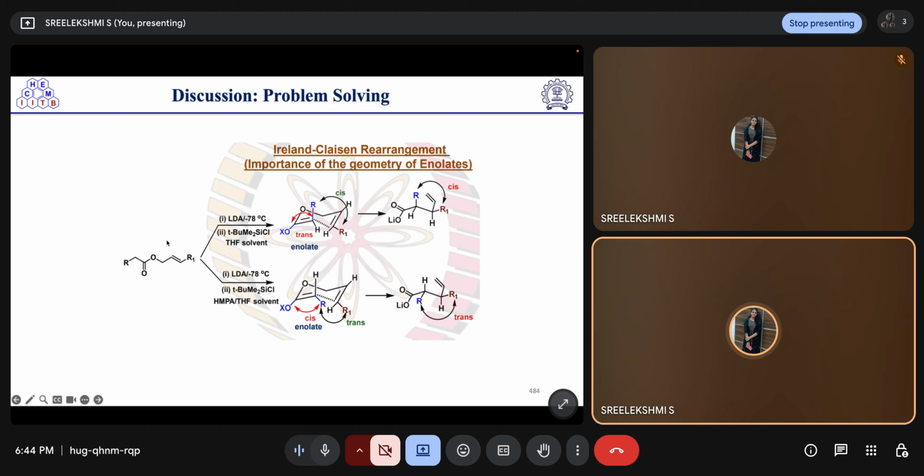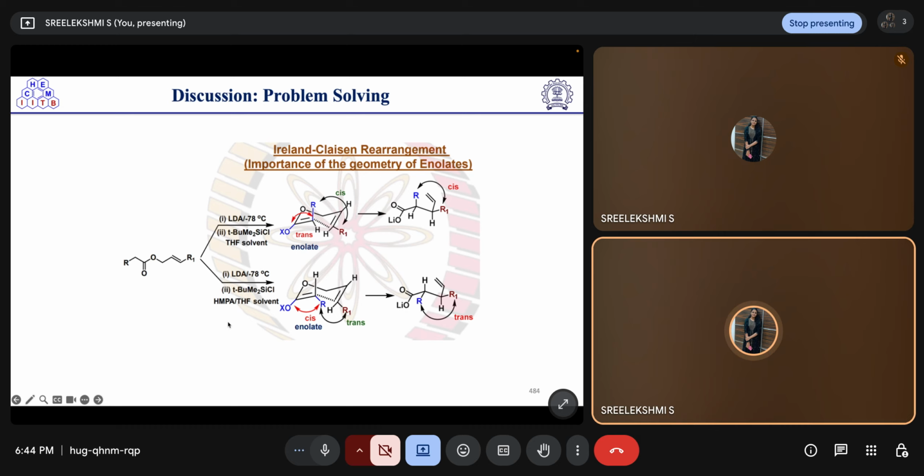So if we see this particular compound and we use LDA, it will abstract a proton from this center and then attack the dimethyl tertiary butyl silyl chloride, and we will be getting this particular enolate. If we use THF as the solvent, this enolate we will be getting, where we can see this R and this R1 group are in cis format.